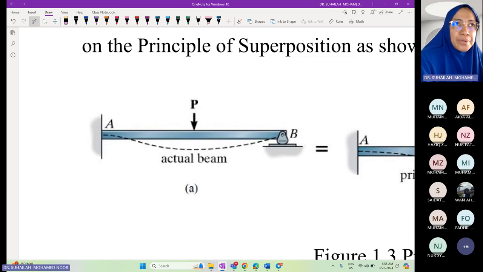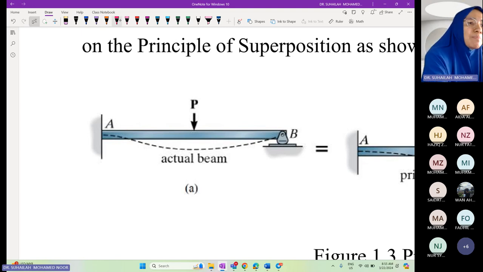Tadi saya juga ada sebut. Okay, when we have identified the redundant, we have to solve the problem first. Solve the problem first means solve the redundant. Okay, so how to solve redundant? By applying the principle of superposition. So what does it mean? We have to remove redundant.